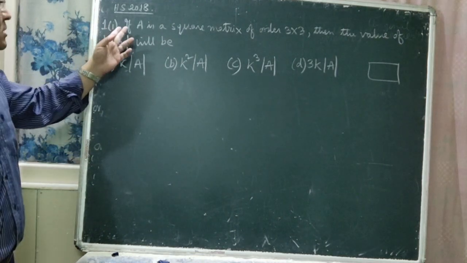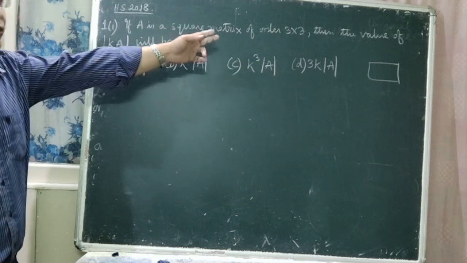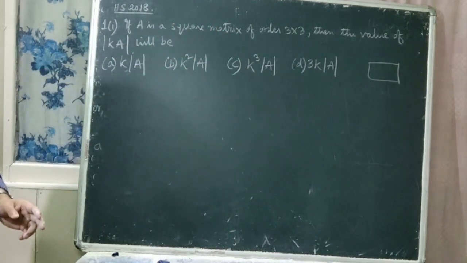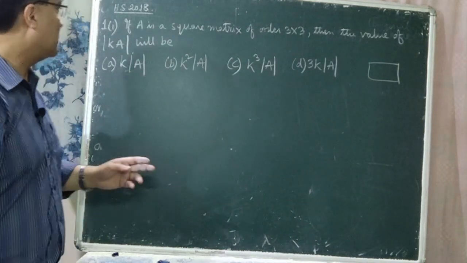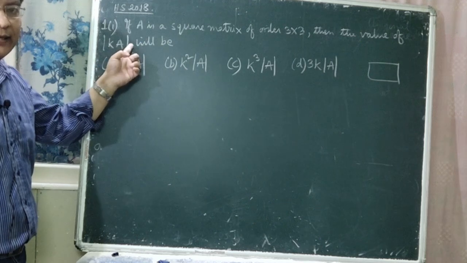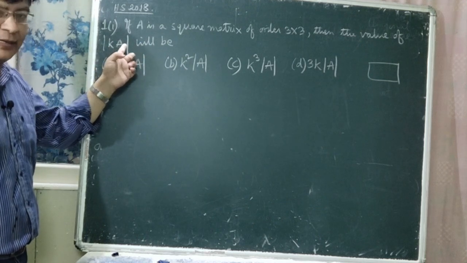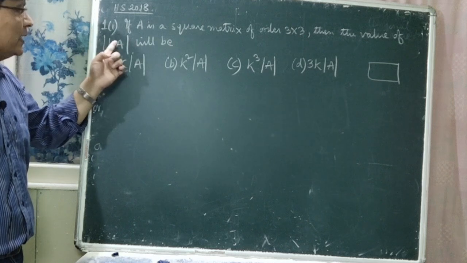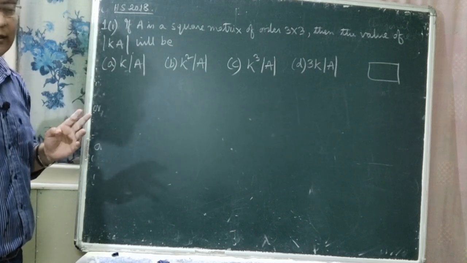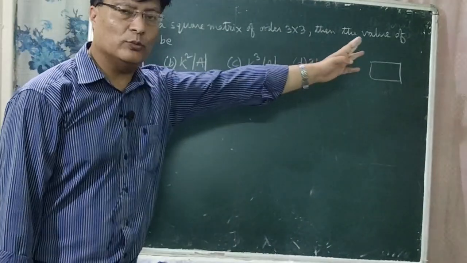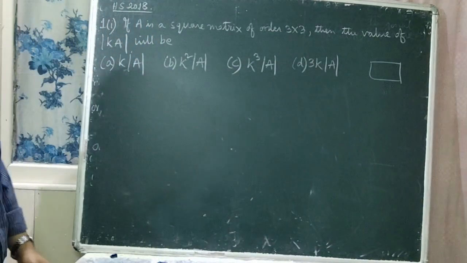So number one is, if A is a square matrix of order 3 cross 3, meaning 3 rows and 3 columns, then the value of determinant of kA, or det of kA, or modulus of kA, where k is a constant quantity, will be, is it A, B, C or D? Which is the correct option? You have to write it there.